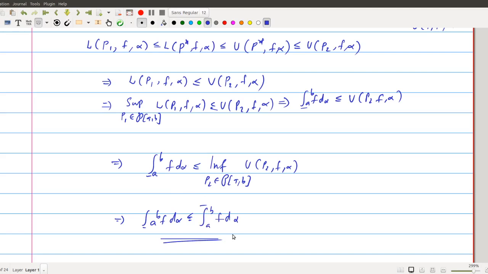In the next class we will discuss the sufficient, and necessary and sufficient, conditions for the Riemann-Stieltjes integrability of a function. Okay, thank you.